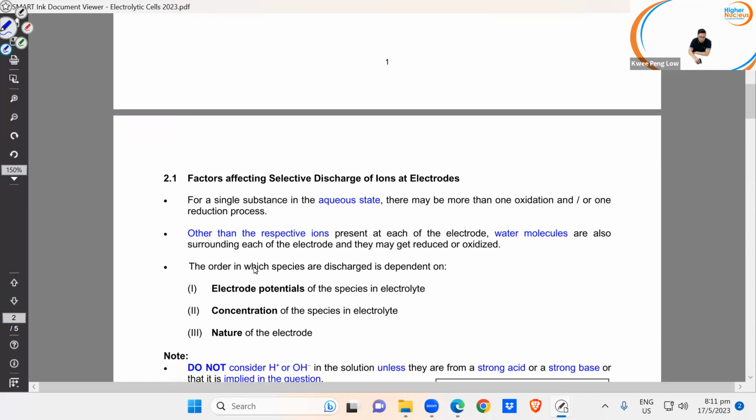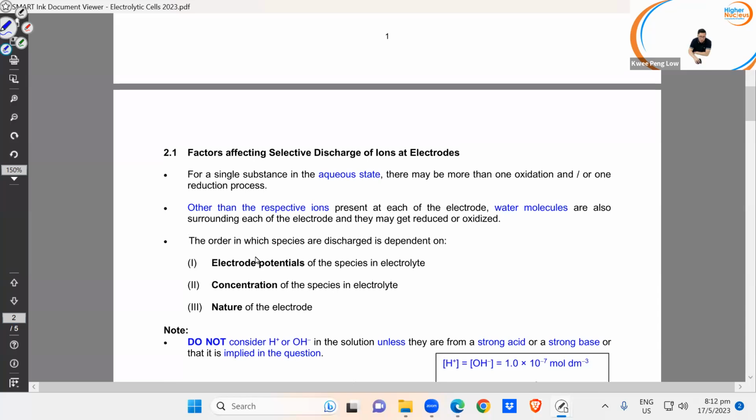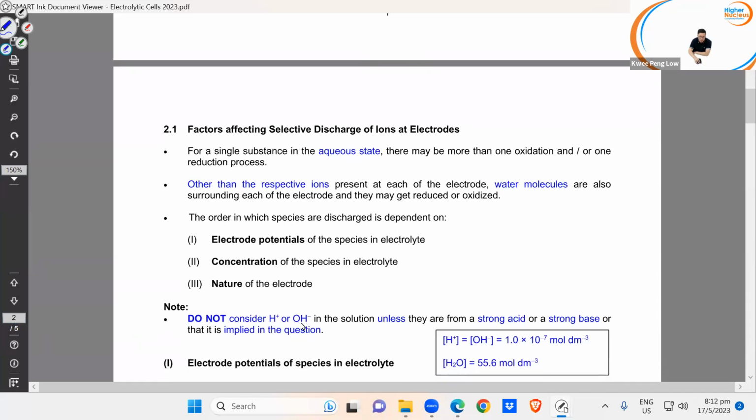And please take note, in an aqueous solution, please do not consider H plus or OH minus, unless your H plus or OH minus is from a strong acid or a strong base. Now, why not? In acid-base equilibrium, H plus equals OH minus. They have a concentration of 1.0 times 10 to the power minus 7 mole per dm cube. Water has a concentration of 55.6 mole per dm cube. So from this value, you can see water is a lot more concentrated than H plus and OH minus.